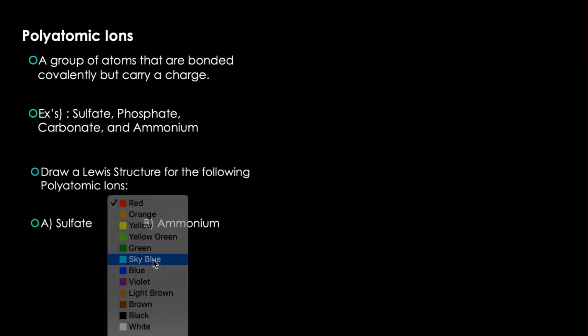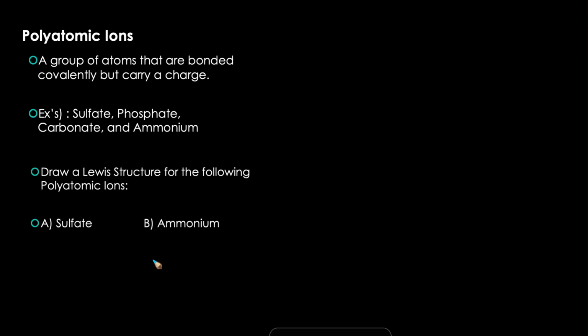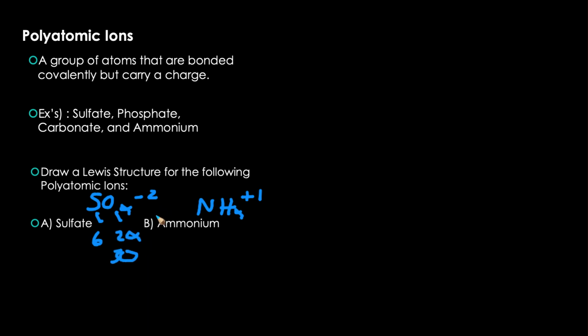So, we're going to draw Lewis structures for the following polyatomic ions. Sulfate first off is SO4 2-, and ammonium is NH4+. So we'll do A first. Sulfate, sulfur is in group 6 with 6 valence electrons. Same with oxygen, so 6 times 4 is 24. So we have 30. But now this minus 2 actually means we're going to add 2. So we're going to have 32 electrons in our structure.